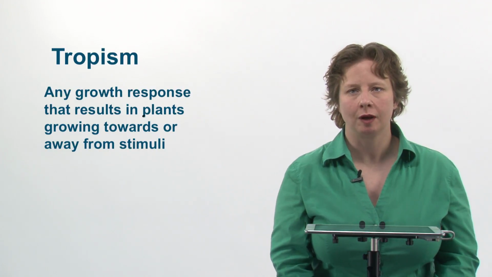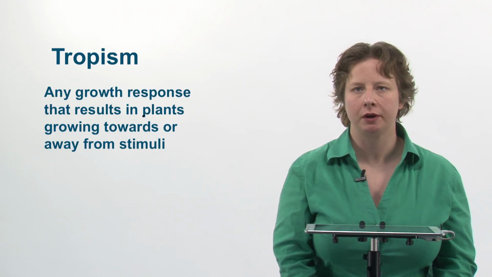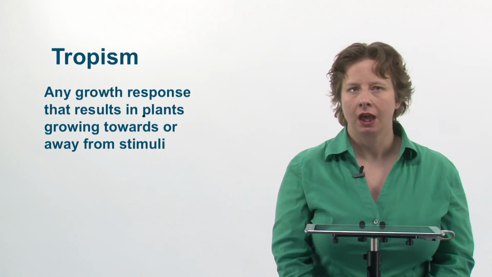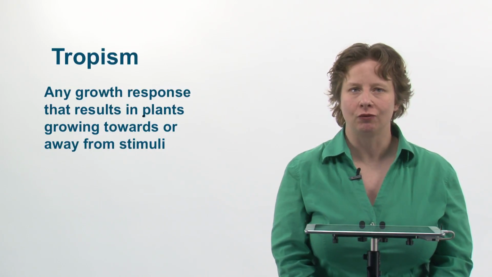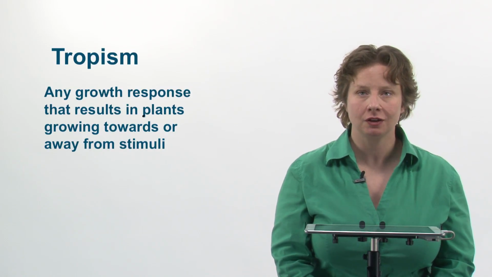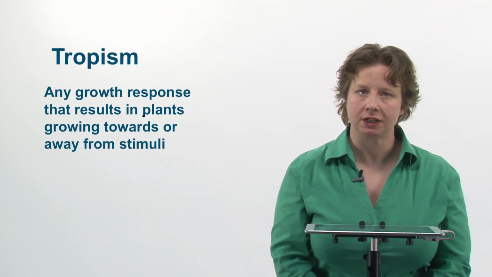In this unit, we're talking about plant tropisms and photoperiodicity. A tropism is just a growth response that results in the plant growing towards or away from a particular stimulus.